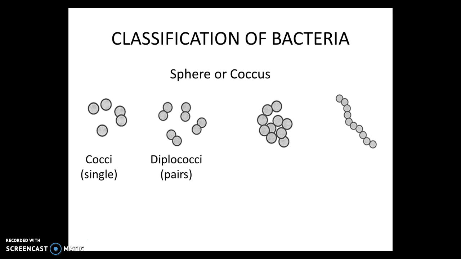Second group are in pairs and we refer to these as diplococci. The third group are in a cluster and these are referred to as staphylococci. And the fourth are a chain and we refer to these as streptococci.